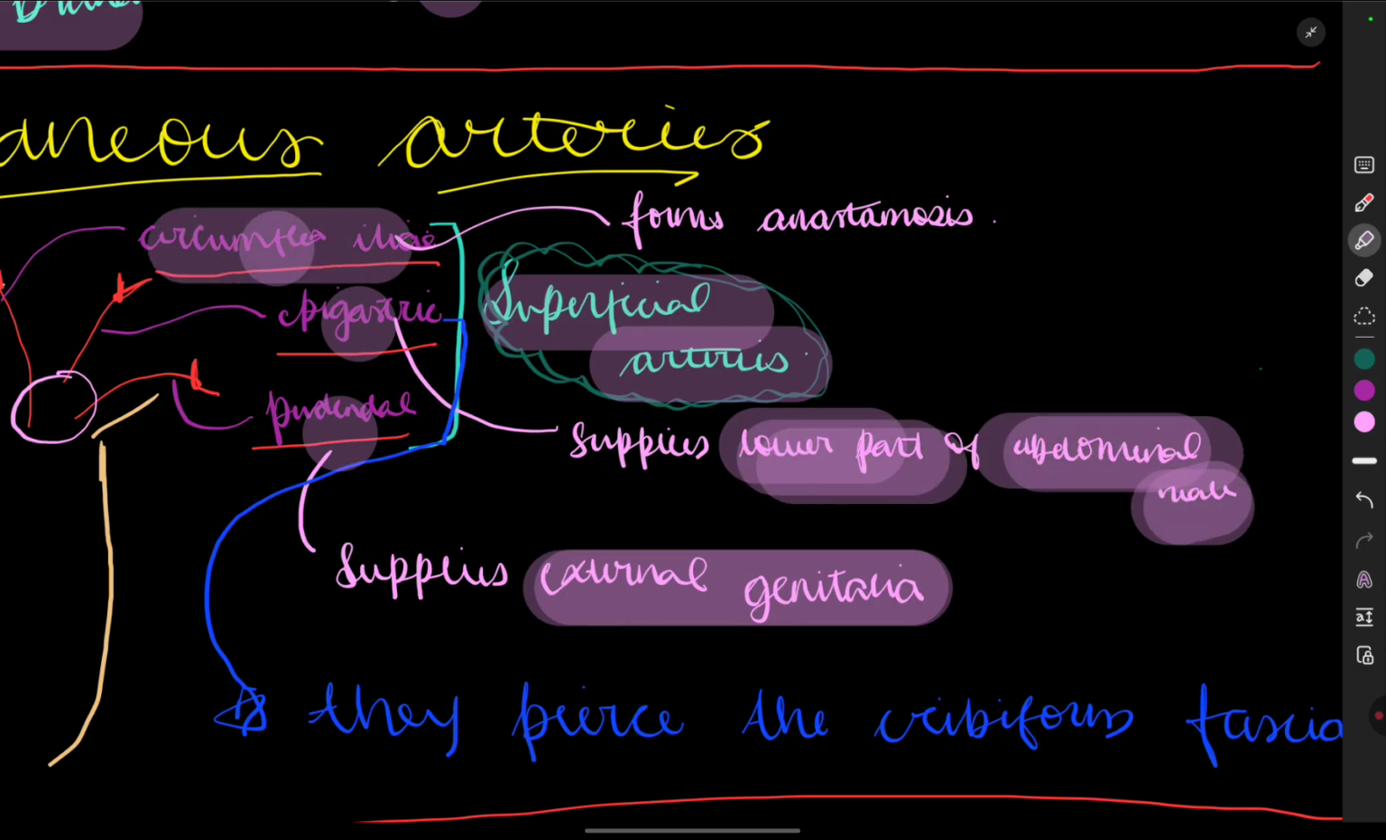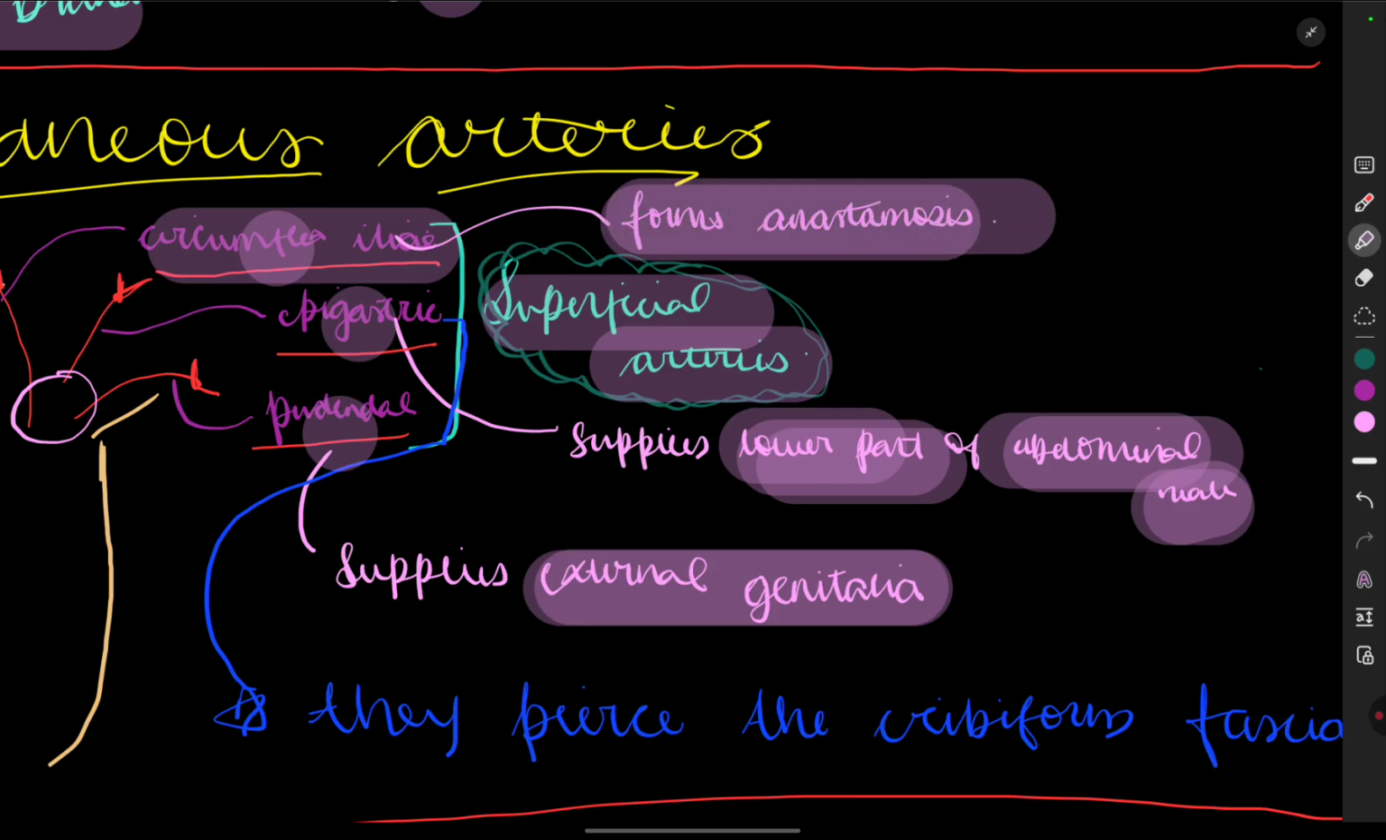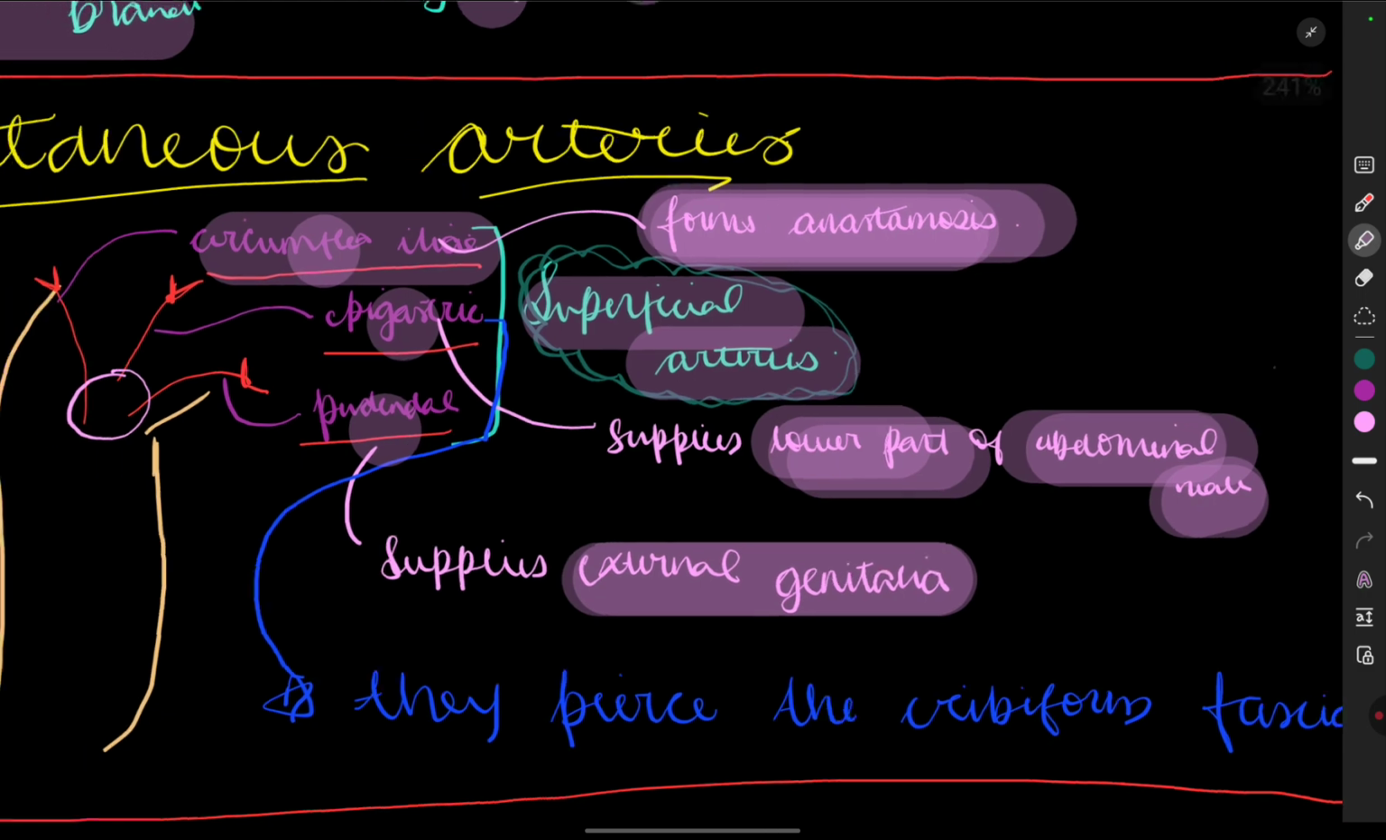Okay, and the circumflex iliac artery, it goes near the iliac crest and forms anastomosis with the arteries that are coming from the posterior side, the medial side, the lateral side. It forms the anastomosis, and as we know, we are really good at anastomosis, right? So we will cover it soon.